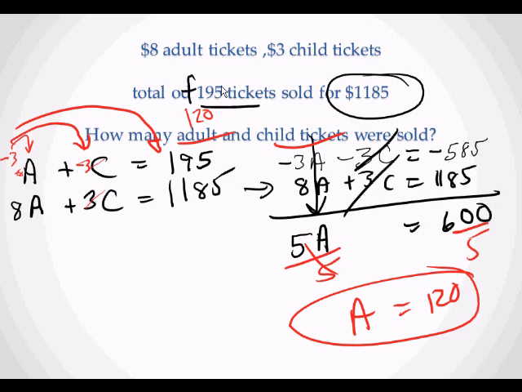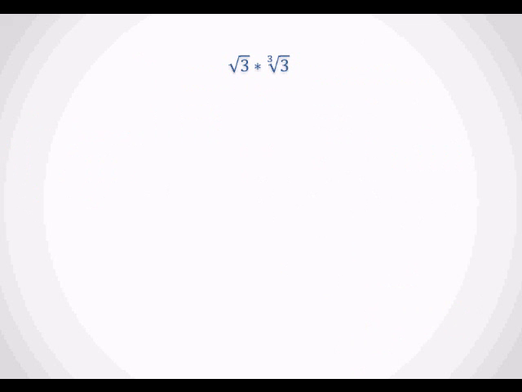The question is, how many adult tickets were there? 120. Now the next question is, how many child tickets do we have? If we had 195 tickets together, I would have 75 child tickets, because 120 plus 75 equals 195. So as soon as I know adults, I just subtract: 195 minus 120 is 75 to find the child tickets.